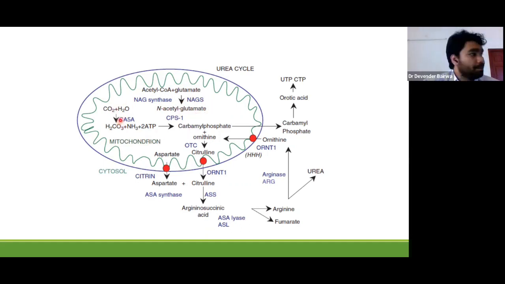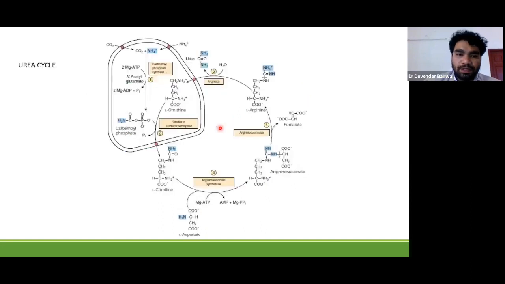Here we can see carbon dioxide and water, and with the help of carbonic anhydrase 5A, these are converted into bicarbonate, ammonia, and two ATP molecules are used. With the help of CPS1, that is carbamoyl phosphate synthetase 1, carbamoyl phosphate is formed. So this is that first reaction that we have seen here. This reaction only is happening.